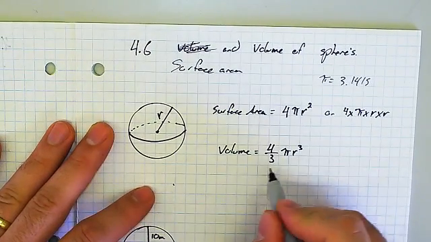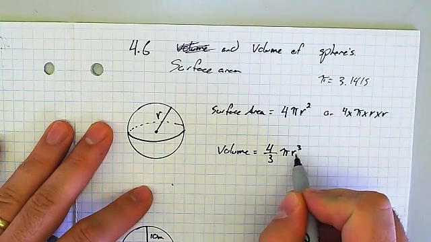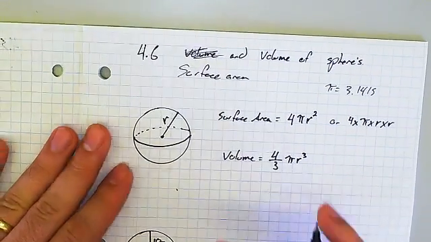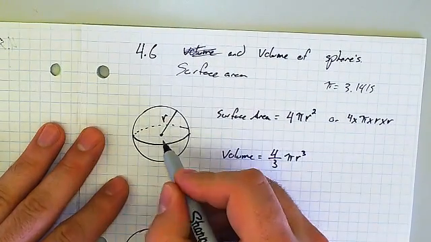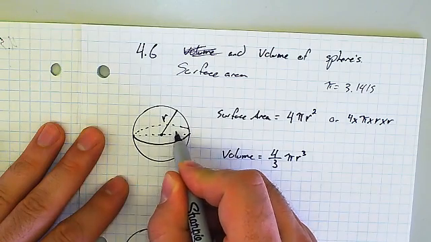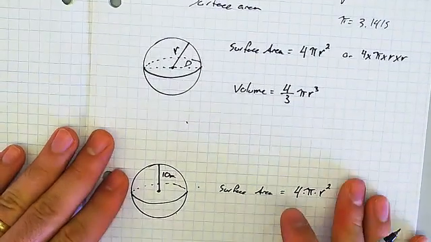For your volume, it's 4 over 3, so 4 divided by 3, times pi times your radius cubed. So it's going to be radius times radius times radius. If you don't know the radius, but instead you know the diameter, which would be the entire length across, you can divide it by 2 to get your radius.